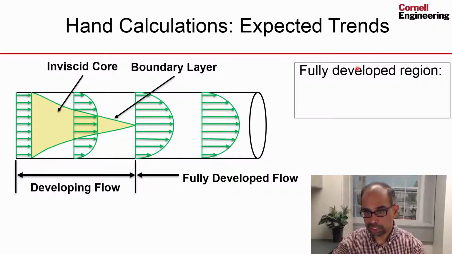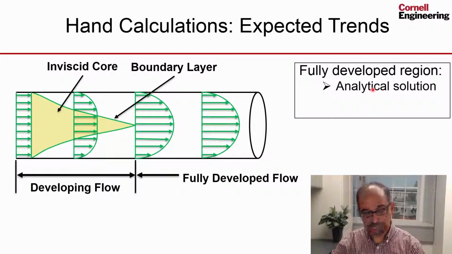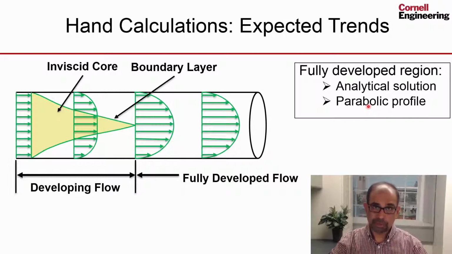In the fully developed region, there's an analytical solution that any introductory fluids textbook will give you. And you get the parabolic profile, and we'll see how that comes about. In the developing flow region, you don't have an analytical solution, but you can predict the length of the developing region, which is called the entrance length. So I'm denoting it as L sub E here. So this is the length that it takes for the flow to go from a uniform profile to a parabolic profile.